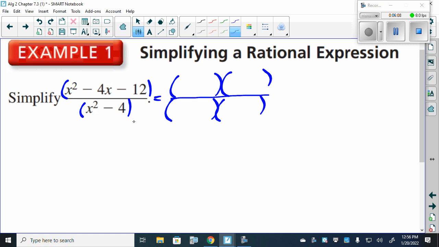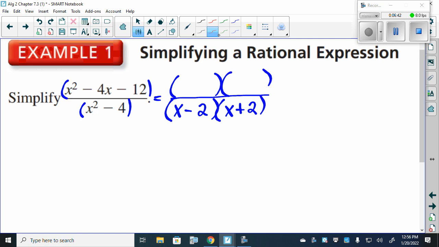Which one would we find easier to factor first? The x squared minus 4, because that is a difference of perfect squares. And actually, it would factor to what? x minus 2 and x plus 2. The difference of perfect squares, a squared minus b squared, is equal to a plus b times a minus b, which in this case would be x minus 2 and x plus 2.